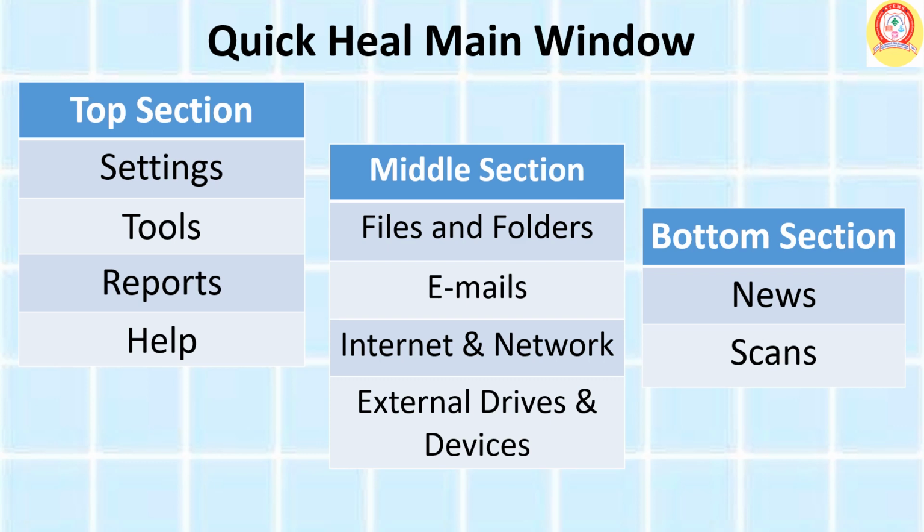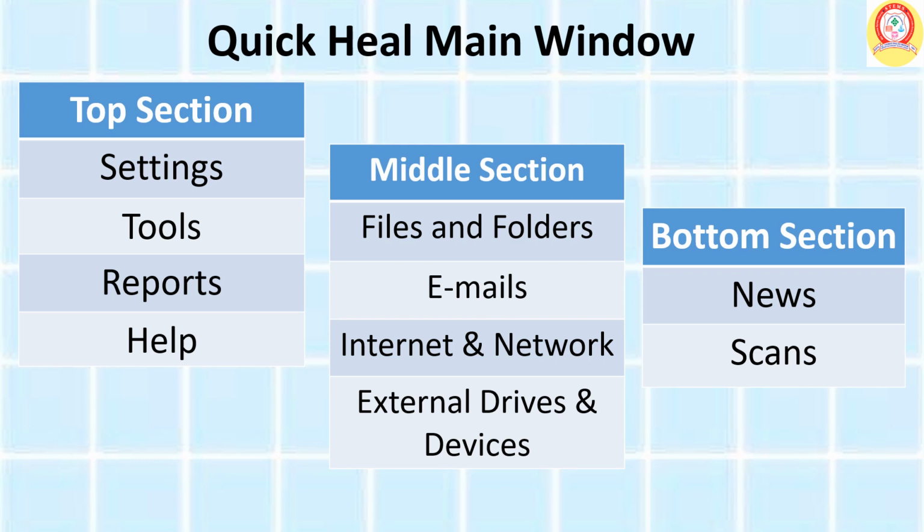Okay, children? Now the work of reports. These options allow you to view the activity report of the scanner, virus protection, etc. Now children, let's study help. This option provides information on how to use QuickHeal Antivirus and provides details about the virus, the versions, virus database, etc. Okay, children? Now the next is the middle section.